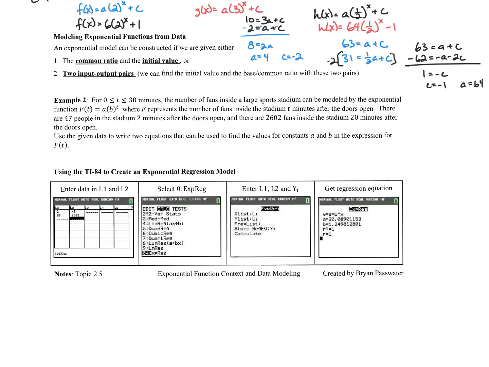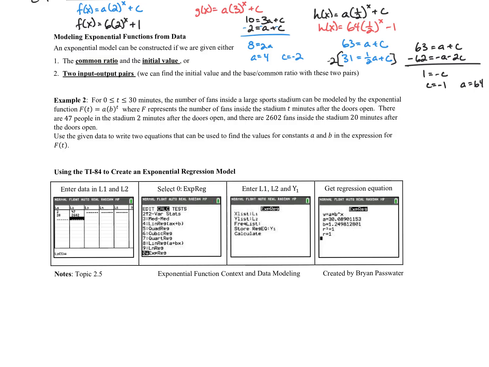An exponential model can be constructed if we are given either the common ratio and the initial value or 2 input-output pairs. We can find the initial value and the base, or common ratio, with these 2 pairs.